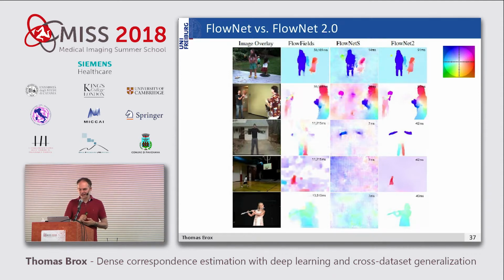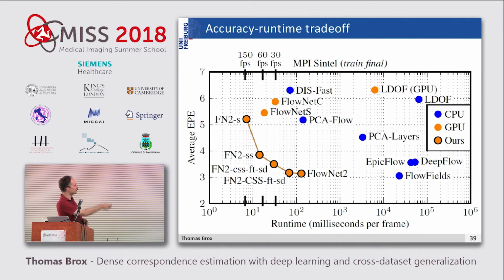Here you can also see this accuracy runtime trade-off. This axis here is the accuracy, so you want to go down in this direction, and this is the runtime on a logarithmic scale, in milliseconds per frame. And you see here the Pareto front by FlowNet. I mean, this is an old figure. Nowadays, there are more network-based approaches that are also somewhere in this area. But at that time, there was just our old FlowNet, and there were all these other approaches. And you see that they are orders of magnitude slower at the same accuracy.